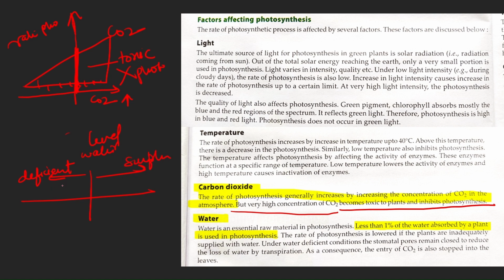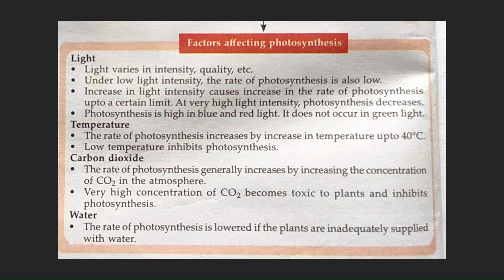In the deficient condition, the rate of photosynthesis is low. Under water deficient conditions, the stomata remain closed to reduce transpiration. As a consequence, carbon dioxide is also stopped from entering the leaves. So in water deficiency, the rate of photosynthesis is reduced. So these are the factors that affect photosynthesis.